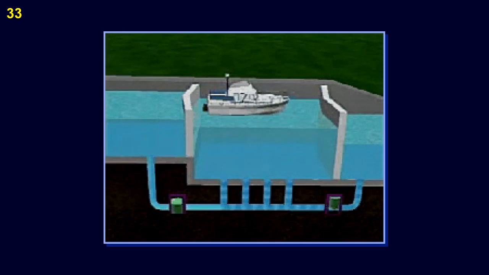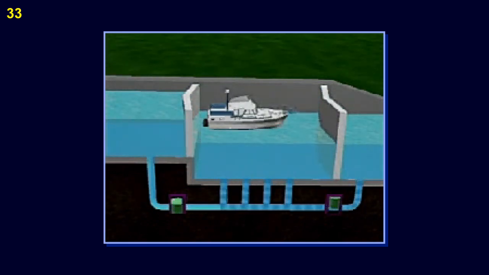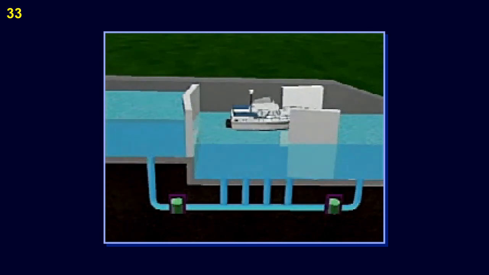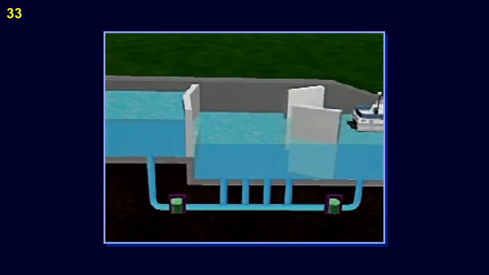Next, the lock operator opens one or more valves so that water from the lock slowly drains into the lower section of the canal. When the water in the lock is level with the lower water, the operator opens the gates and the ship sails through. To move a ship upstream, the procedure is reversed.